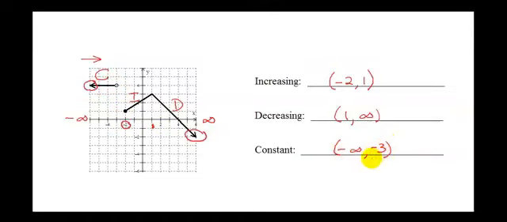So remember, the most important thing is that it increases, decreases, and is constant over open x intervals. You must use the x values of the points. Unfortunately, students often use the y values, so be careful on that.